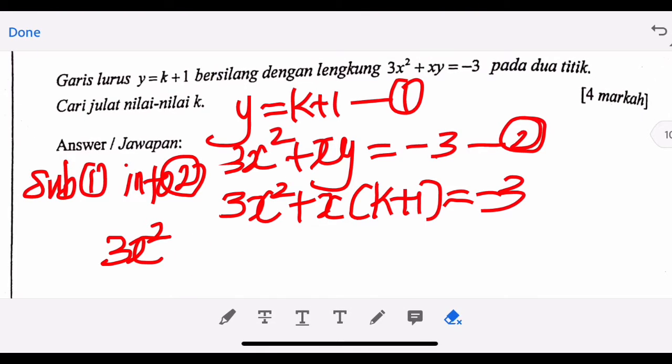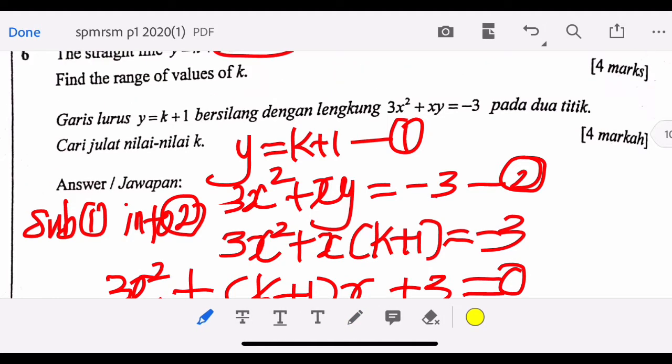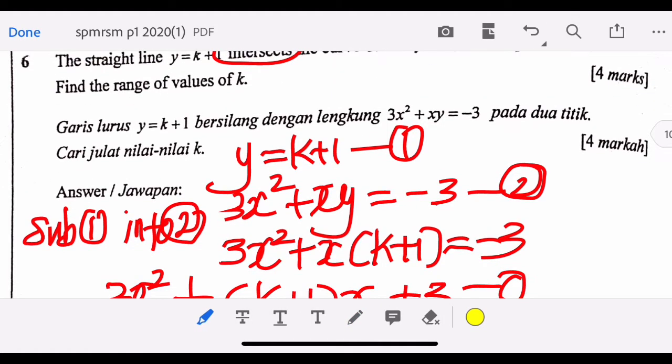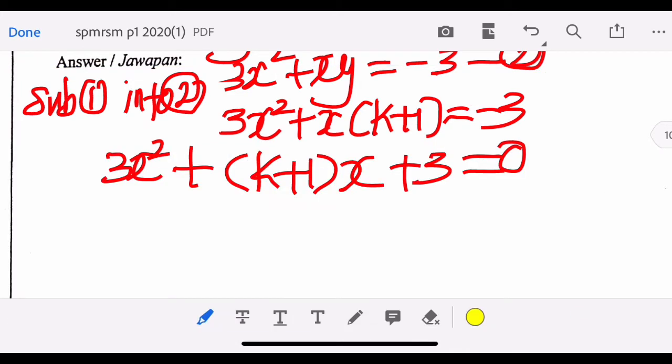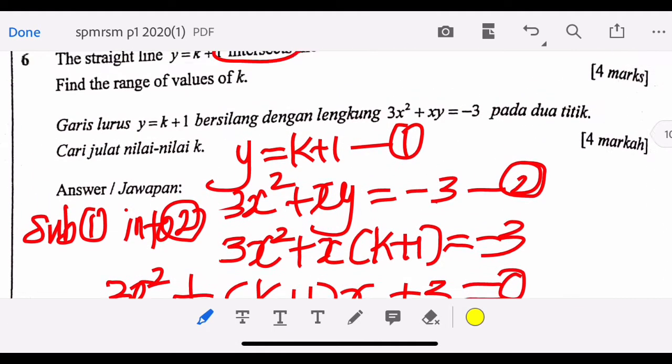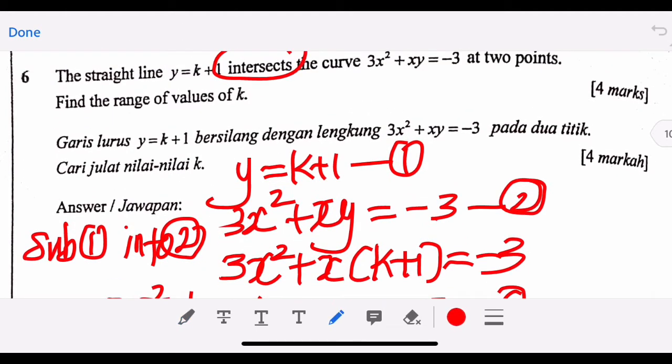Let's write the general form. Do not be confused, because k plus 1 is a constant, right? This is the equation for number 6. Okay, so let's continue with the next one. So we have to find the range of values of k.